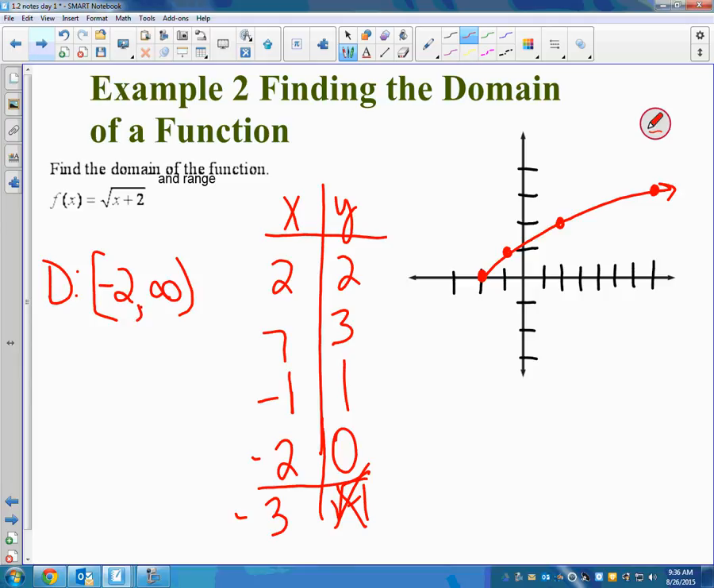Set notation, you would say x such that x is greater than or equal to -2. Can anyone tell me how I could have found that by just looking at the equation without having to graph that? Or do you see any correlation with our answer that we got and what's in that equation right now?